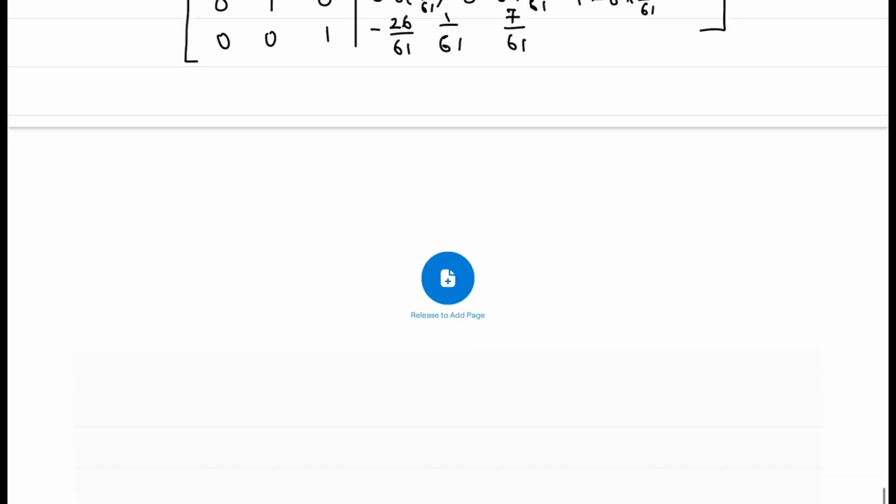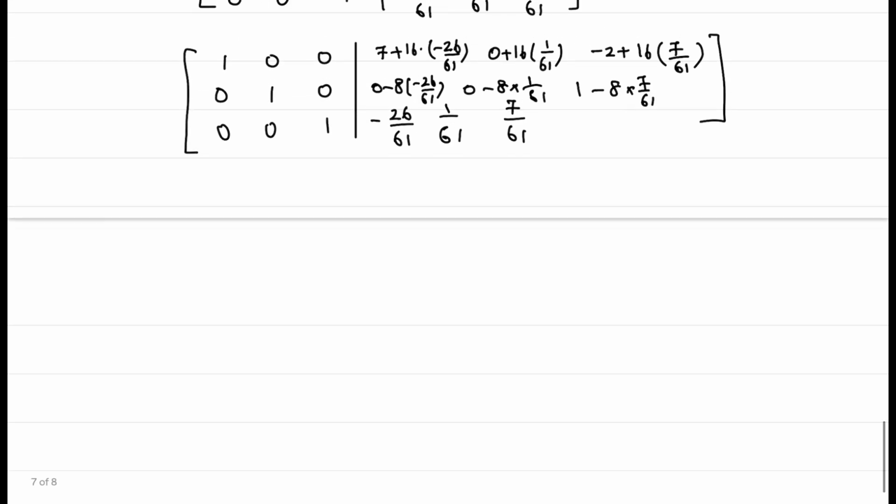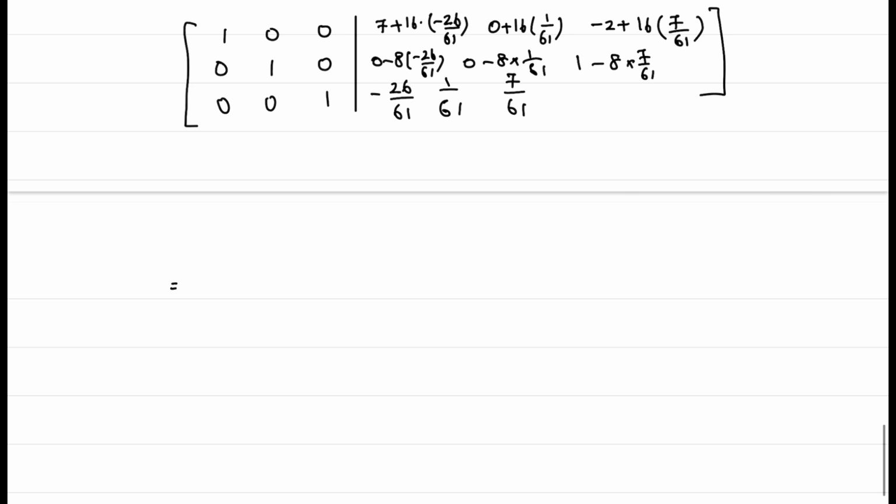while doing the calculations. Now, the final augmented matrix will be 1 0 0 0 1 0 0 0 1. 7 plus 16 into minus 26 by 61. This will be how much? You please calculate. These calculations are arithmetic calculations. You can do it very well. 7 into 61 minus 16 into 26. How much value it will be?